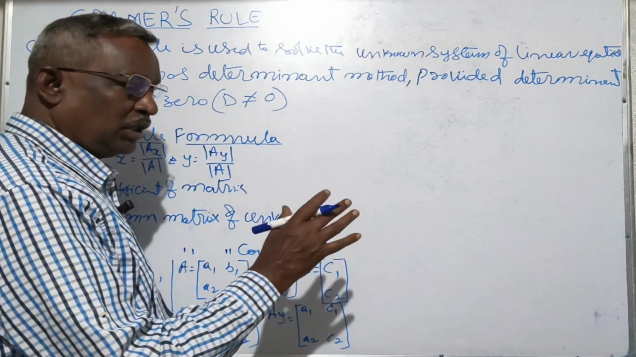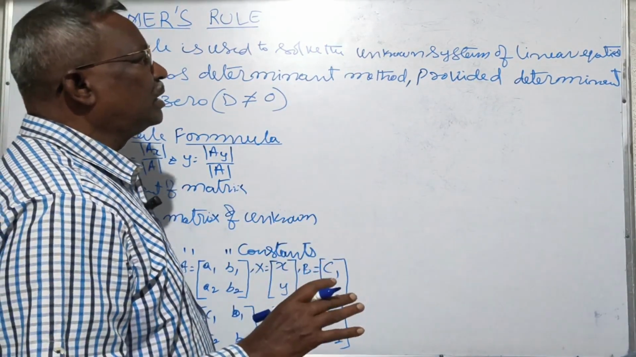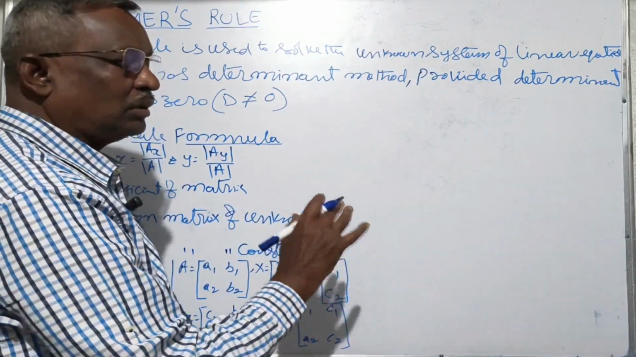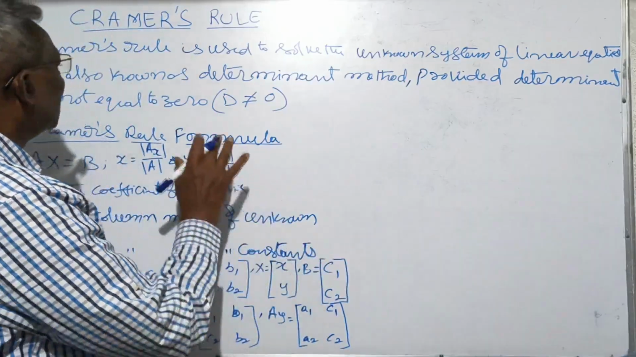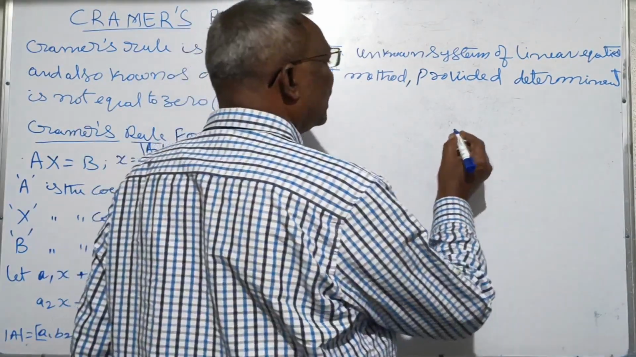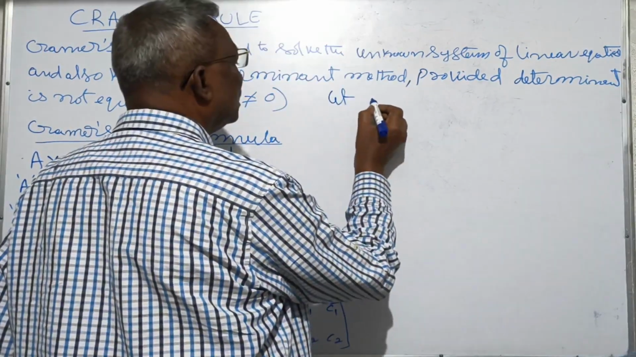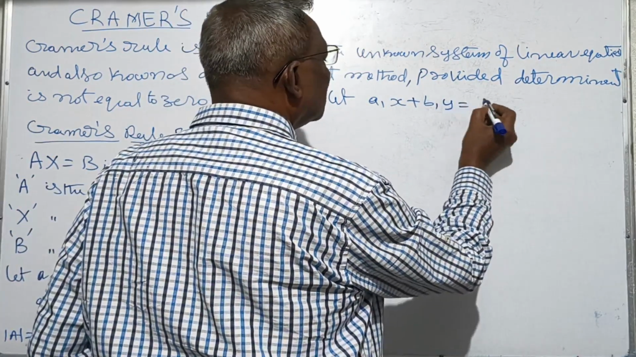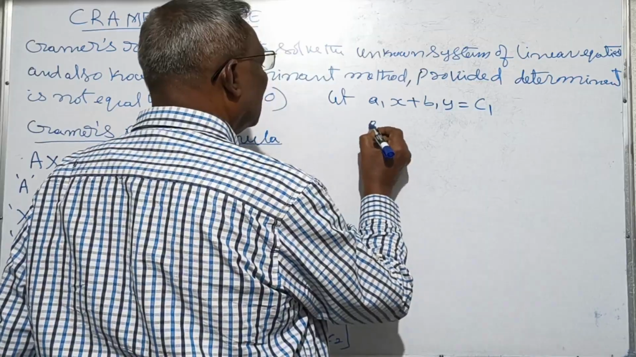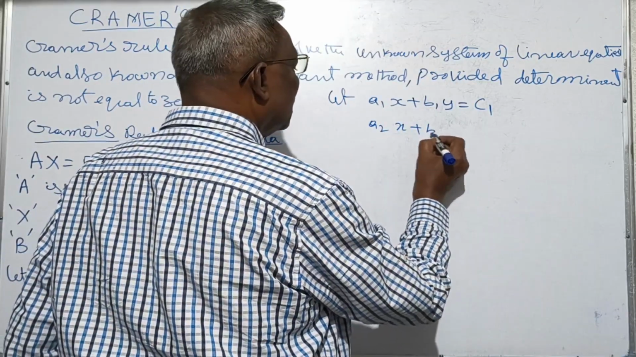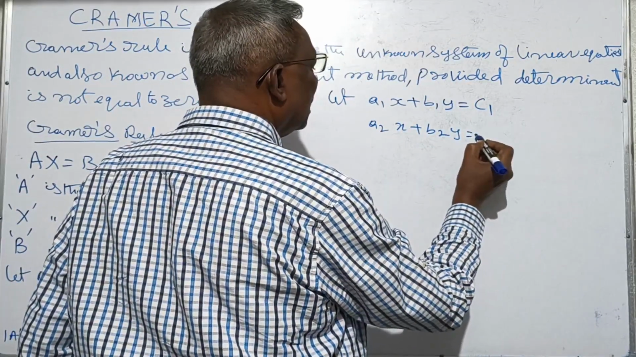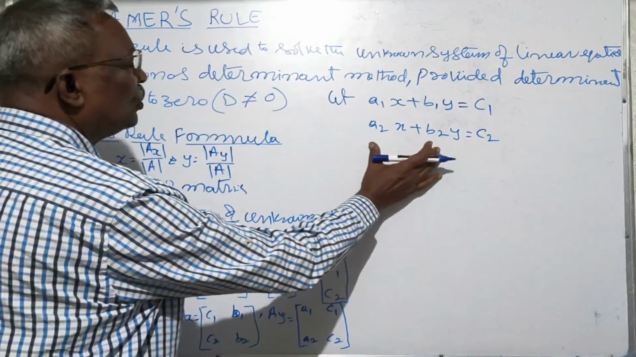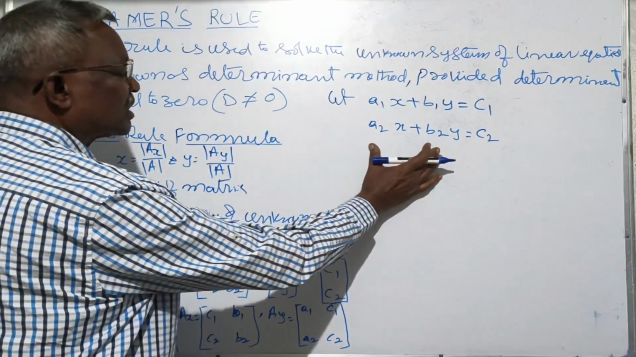Next, in this video you will see how to solve 2 variable linear equations and 3 variable linear equations using Cramer's method. Let a1x plus b1y is equal to c1, and a2x plus b2y is equal to c2. This is the 2 variable linear equation.